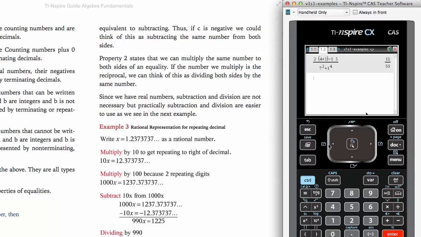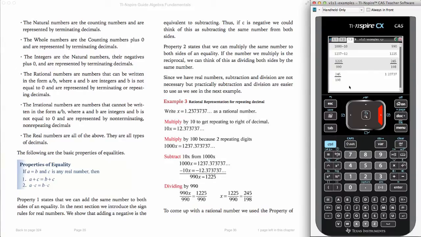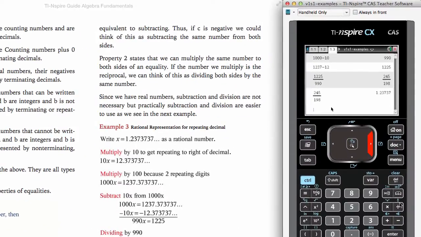To move between tabs on your calculator, we will press Control, and it will show us the calculations that are involved here. So one of the things we can use our calculator for is the traditional calculator calculations. So here we end up subtracting 10 and getting 990. We end up just taking our 1225 and then dividing it by 990 by using either divide or using the template, and then the calculator will automatically reduce this for us to 245 over 198.